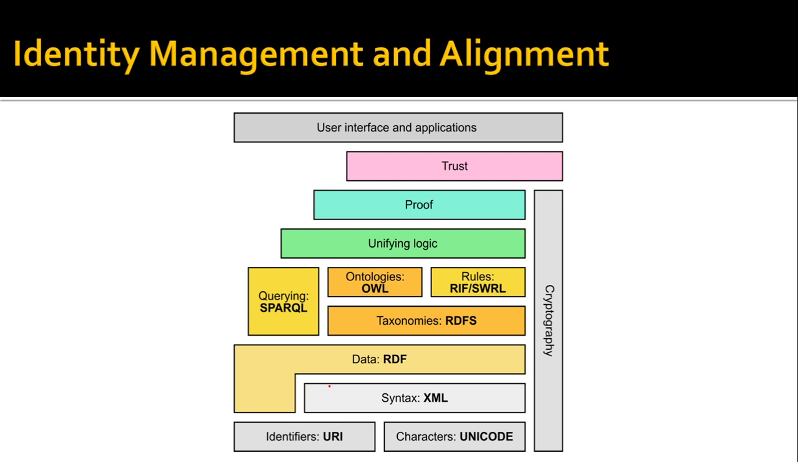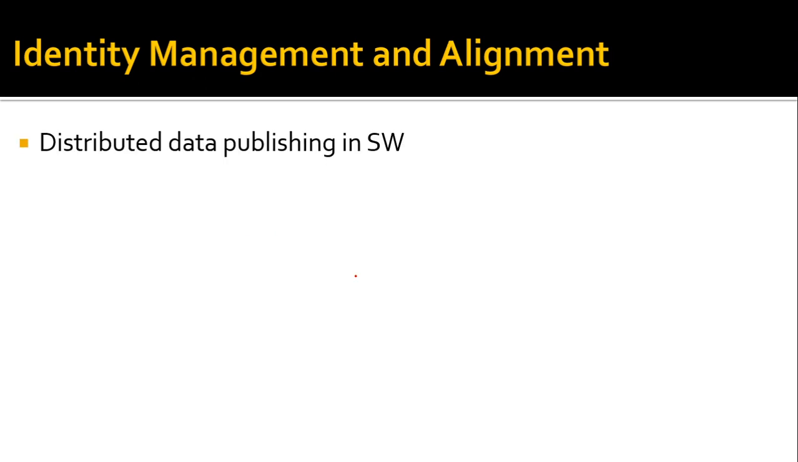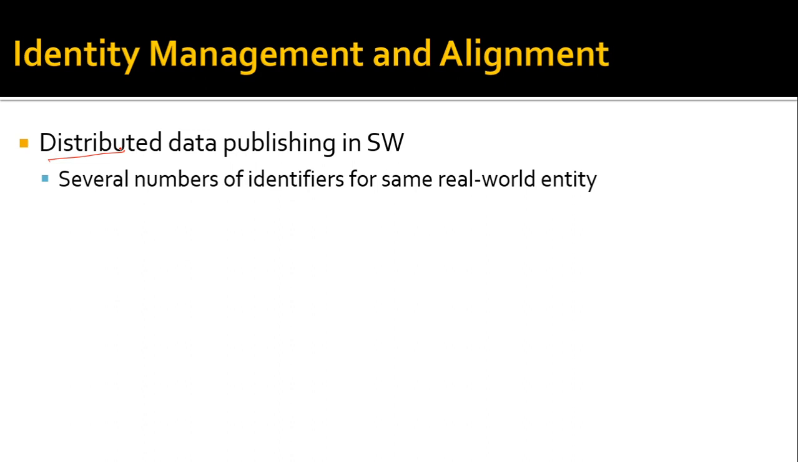Finally, you have different entities in the system, in the semantic web. So it will be better if you find alignments between these entities, and a strategy to do that is called the unifying logic layer. This is required because these datasets are published in a distributed way, and the same data item can have a number of different identifiers, right? So you have the same real world entity used in different datasets or described in different datasets.